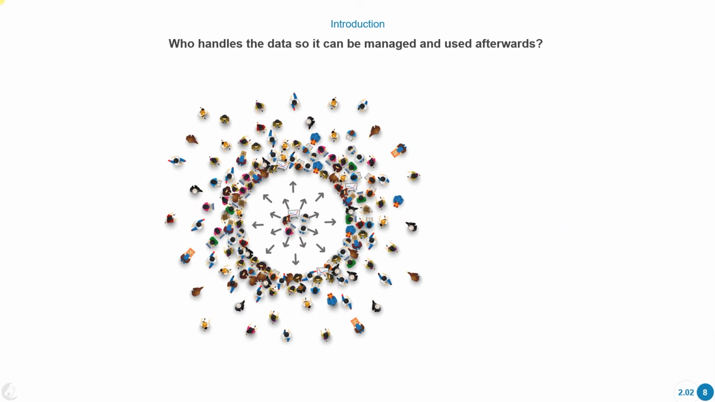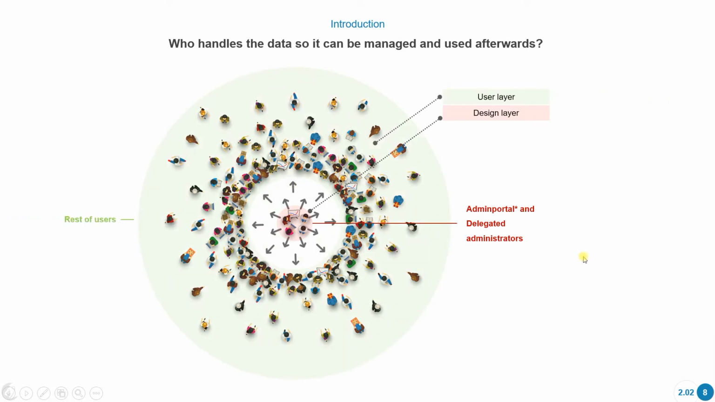Who handles the data so it can be managed and used afterwards? Firstly, we have the design layer, where admin portal and delegated administrators create the design, the structure. Then we have the users, what we call user layer. They will be the ones adding data to the previously created structure in design. Admin portal is the administrator with the most permissions in the application. It is the only one that can make an employee a delegated administrator. So, design layer, user layer.